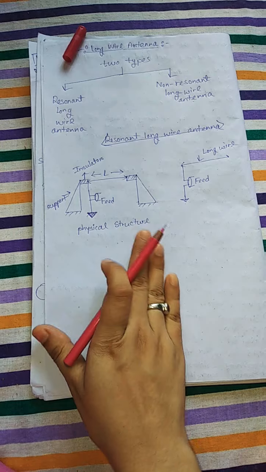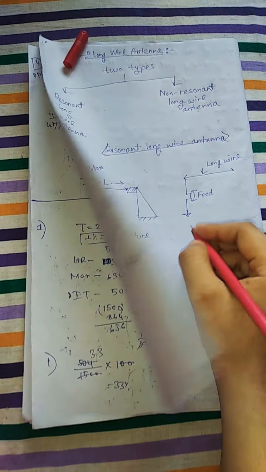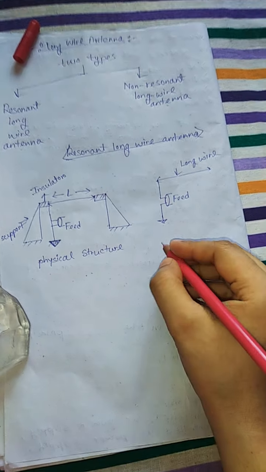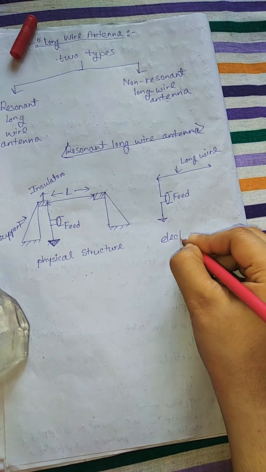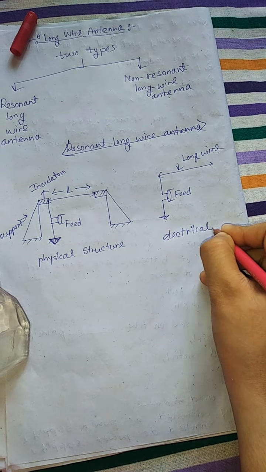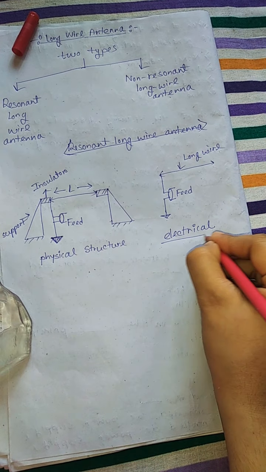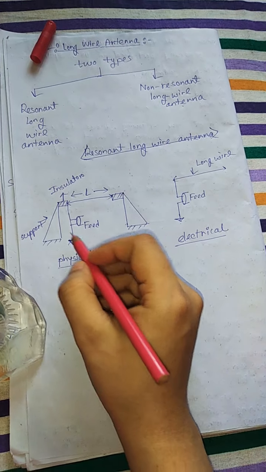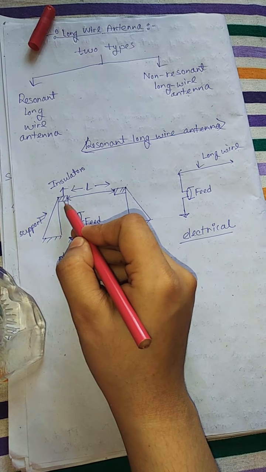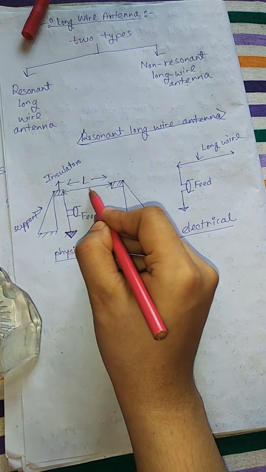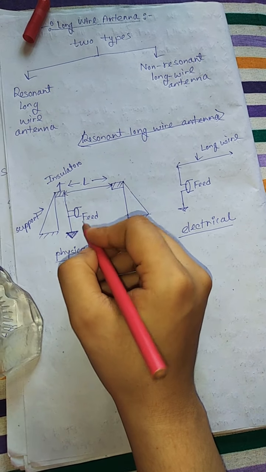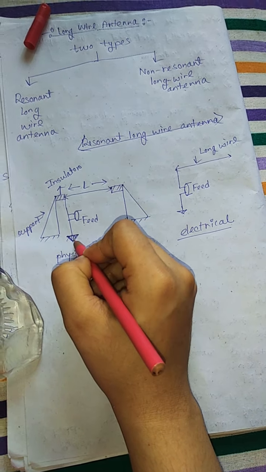This is a physical structure of long wave antenna. This is an electrical structure of long wave antenna. This is the physical structure. In this structure, this is a support and this is an insulator. This is a long wire of length L and this is fed with the help of ground.